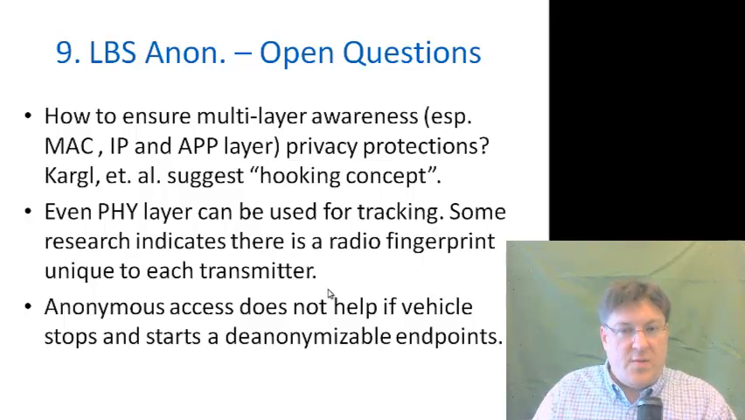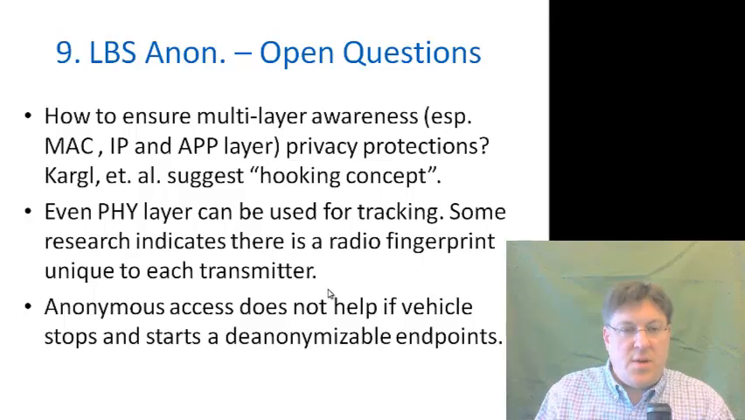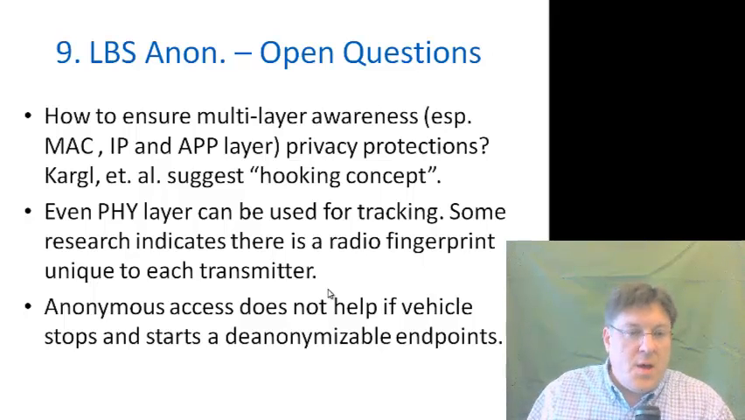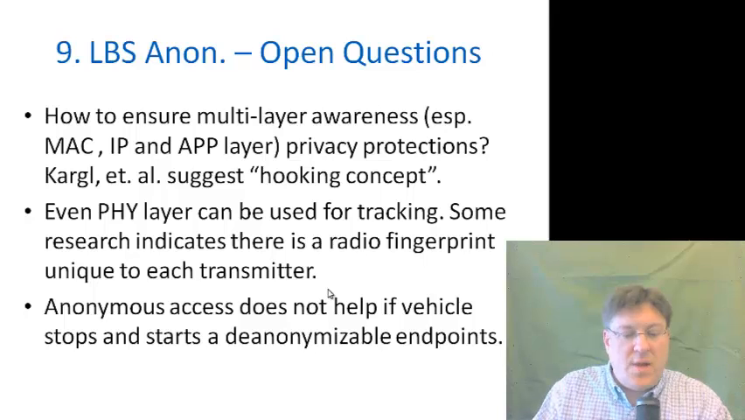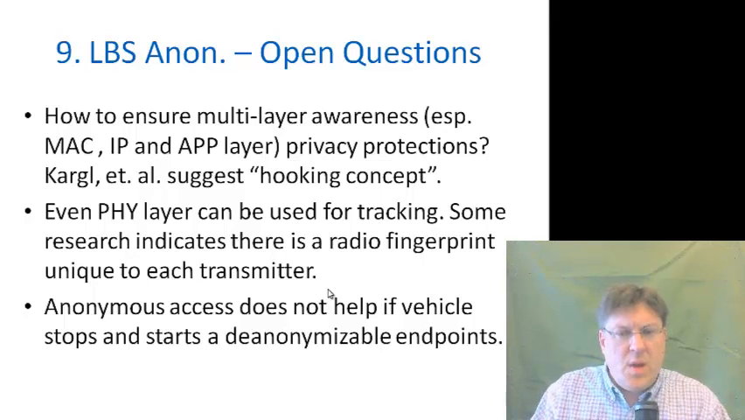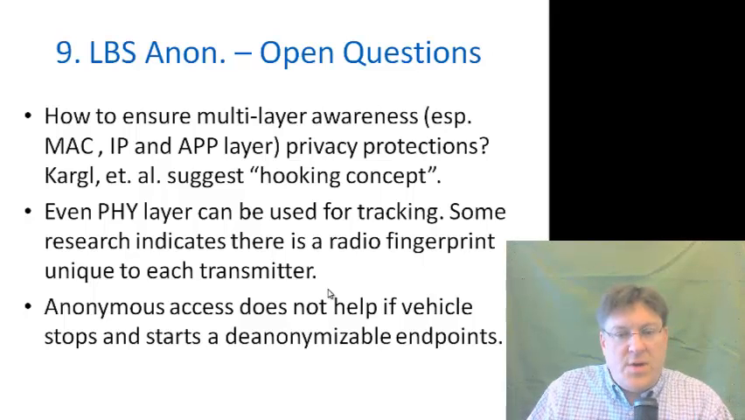The open question is, how do we ensure that one layer of the protocol stack doesn't break the privacy protection of the other layer? One researcher has suggested a hooking concept, and that looks promising, but the question is still open. Some have suggested that the physical layer can also be used for tracking, that there's a radio fingerprint unique to each transmitter. So the bottom line is there has to be some way of protecting anonymity across these network layers.